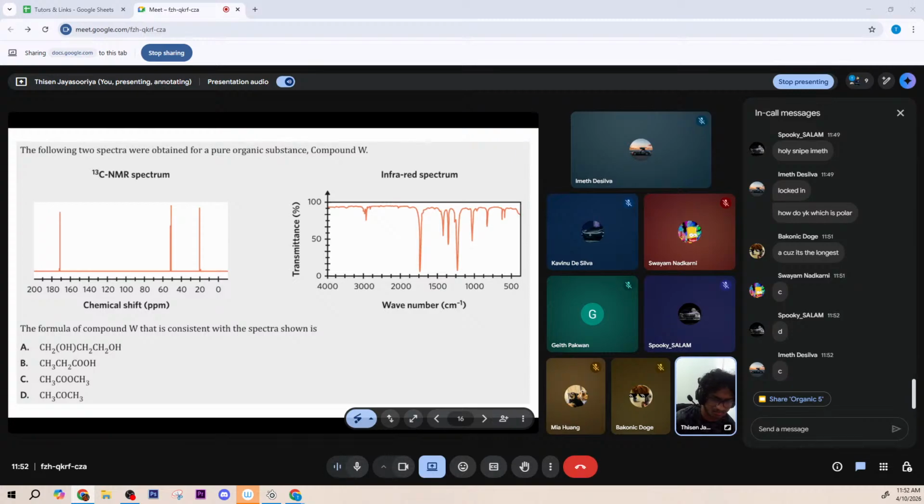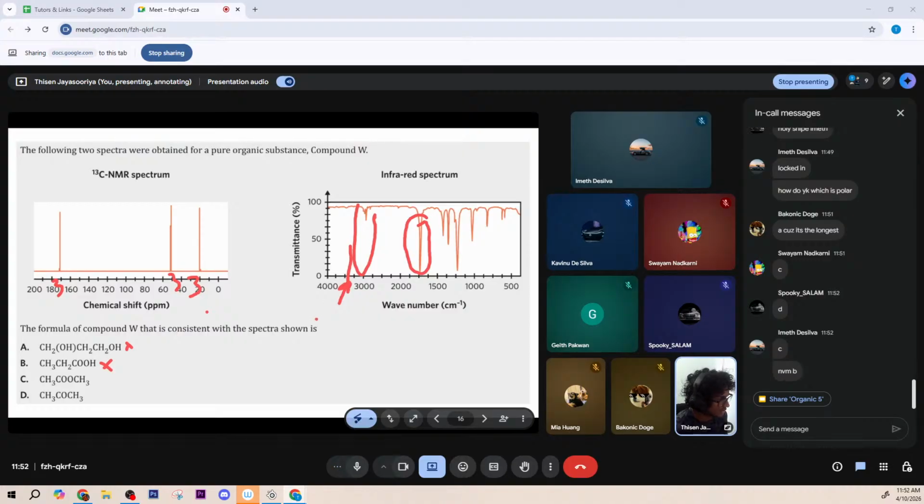Okay. So this one here has three environments, right, that's what we can see. And this one over here, we can see this group here. There's nothing over here, which means that it can't be this OH and it can't be this COOH, right? We'd expect a peak over here somewhere if we were going to get those.